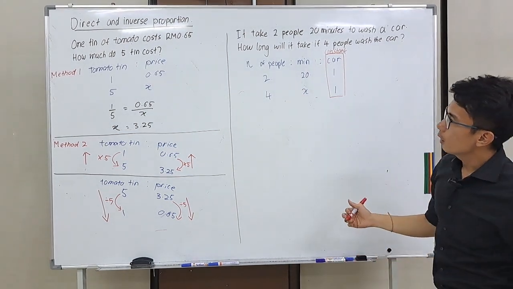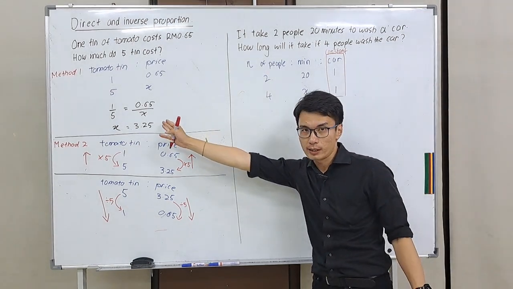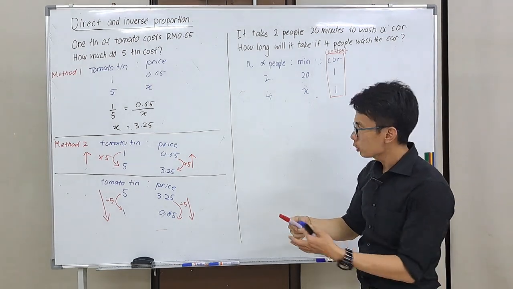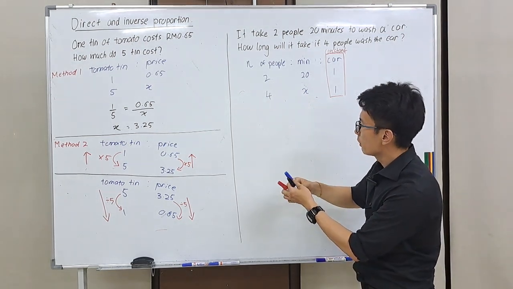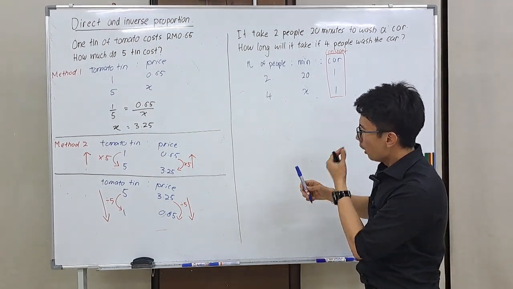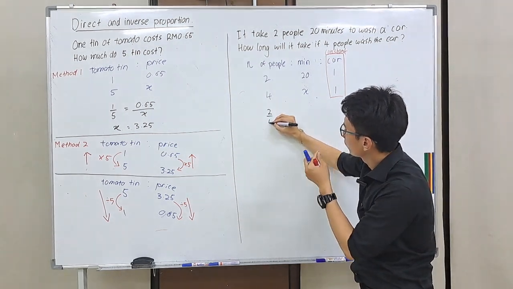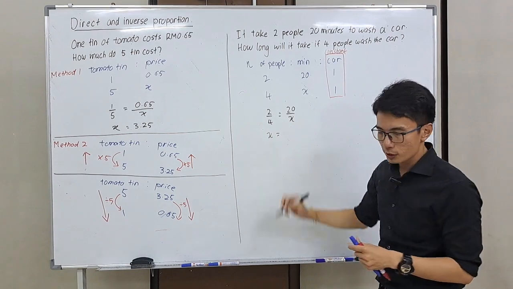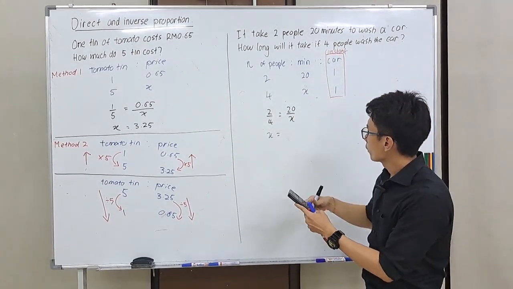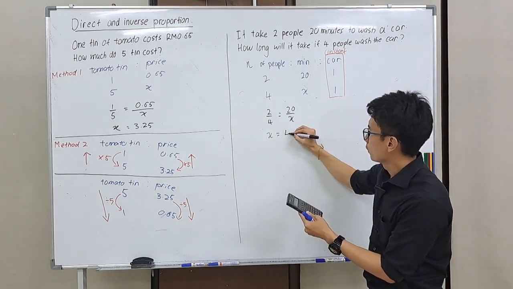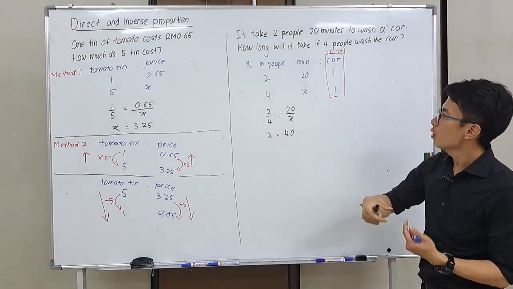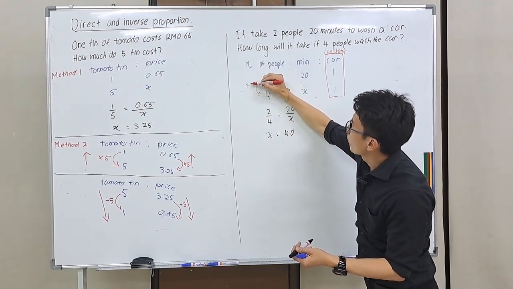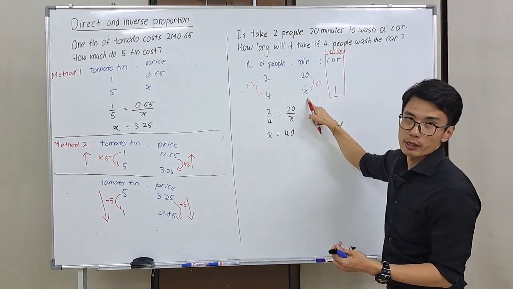Now again, let's assume this is a direct proportion question. Based on my method here, I can make this into my equation, so let's get this done. We will get x equals 20 times 4 divided by 2, which is 40. Or you can do method 2: from 2 to 4, you multiply by 2, and over here you multiply by 2 as well. That's how we get 40, okay?